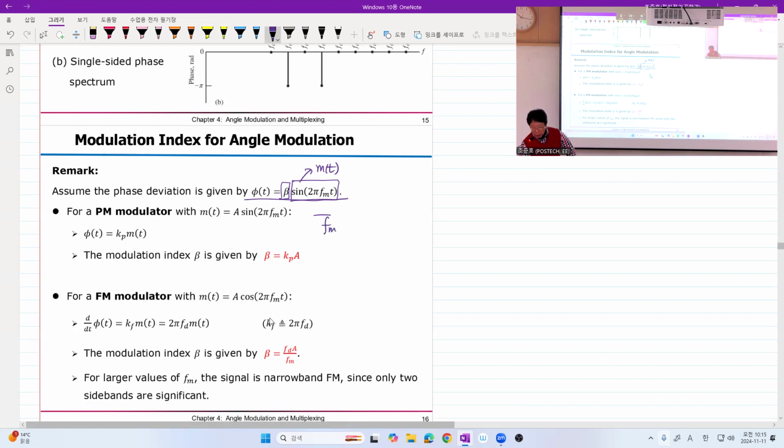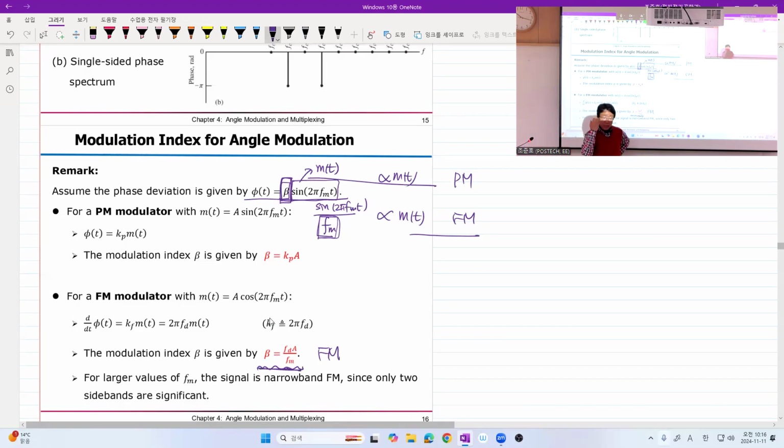the signal divided by f sub m, FM is proportional to the message for FM. Do I have to say this? Yeah. So here, the modulation index actually becomes dependent on f sub m. So in FM, beta diminishes if we increase the bandwidth of the message. What does that mean?